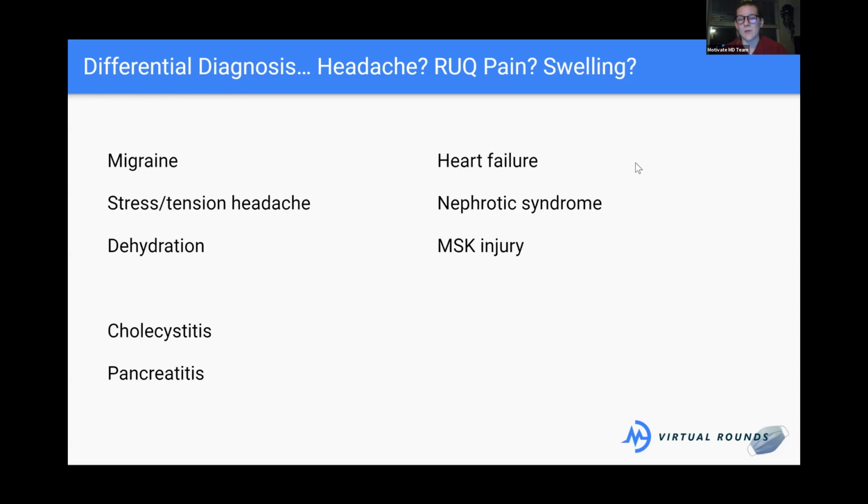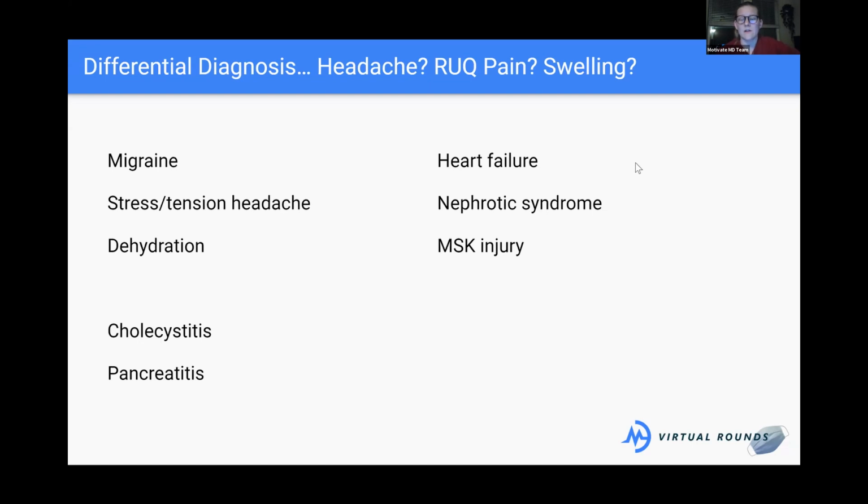For her right upper quadrant pain, if we think of the organs in the right upper quadrant of the abdomen, if any of you guys came to my bowel obstruction virtual rounds a couple months ago, we talked pretty extensively about the different quadrants of the abdomen. And that would be like the gallbladder, which would, if that was inflamed, be called cholecystitis. Pancreatitis is another thing that can cause that type of pain.